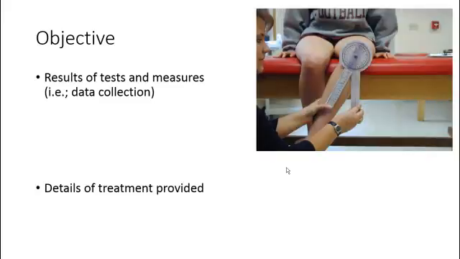Objective really has two main things in it: the results of the tests and measures and the details of the treatment. So you are collecting data on a variety of things. We've just recently been doing goniometry. Can you tell what motion this person is measuring? I hope you said hip external rotation. You would be correct. So we are collecting data very frequently, and any data collection we do is going to go in the objective section of the SOAP note.